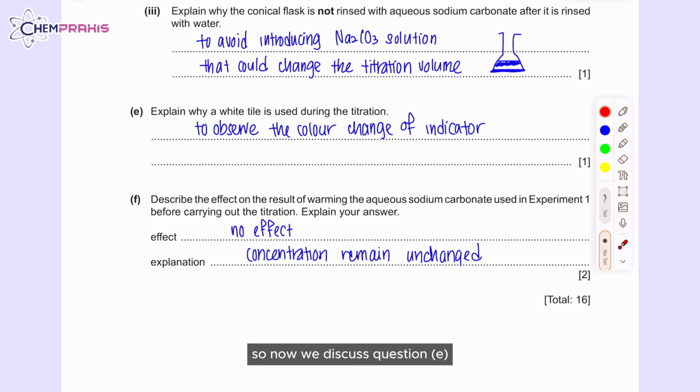So now we discuss question E. Explain why a white towel is used during the titration. If you use a white towel, it is easier for you to observe the color change of the indicator.